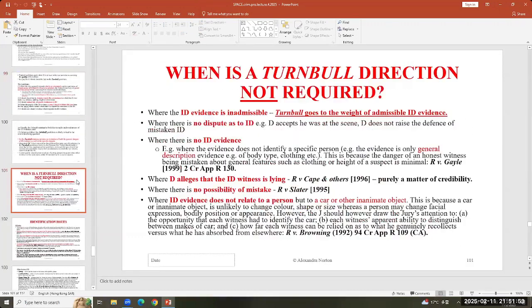So if the defendant accepts, yes, I was at the scene, I was identified, I punched the victim, but I did so because I was acting in self-defense. This isn't a Turnbull case, right? Because there's no issue of identification. If there's no ID evidence, you don't need Turnbull. If all that the witness can say is, I saw a man wearing a black coat running from the building, you don't need Turnbull. That's just a general description.